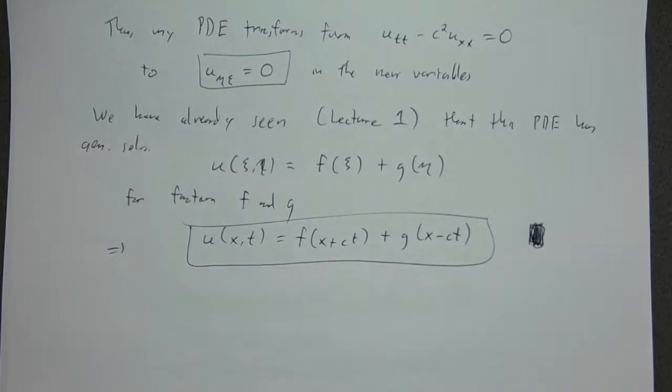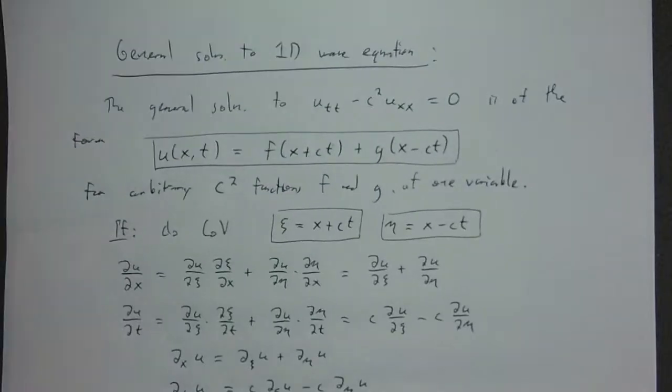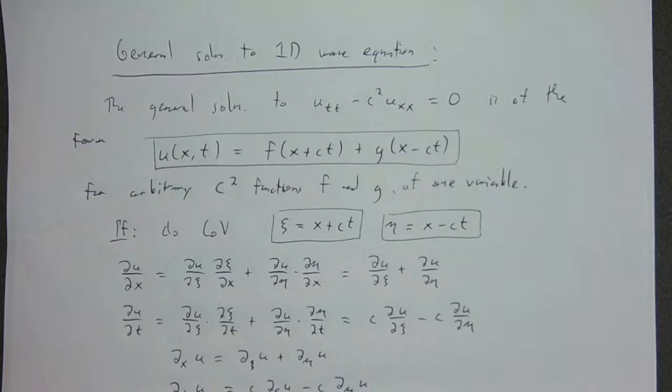So that does it. All right. And we're very happy to have this general solution so readily available to us here, right? So bring this back for a second. My general solution to the 1D wave equation is exactly a solution of this form where f and g are arbitrary C2 functions.